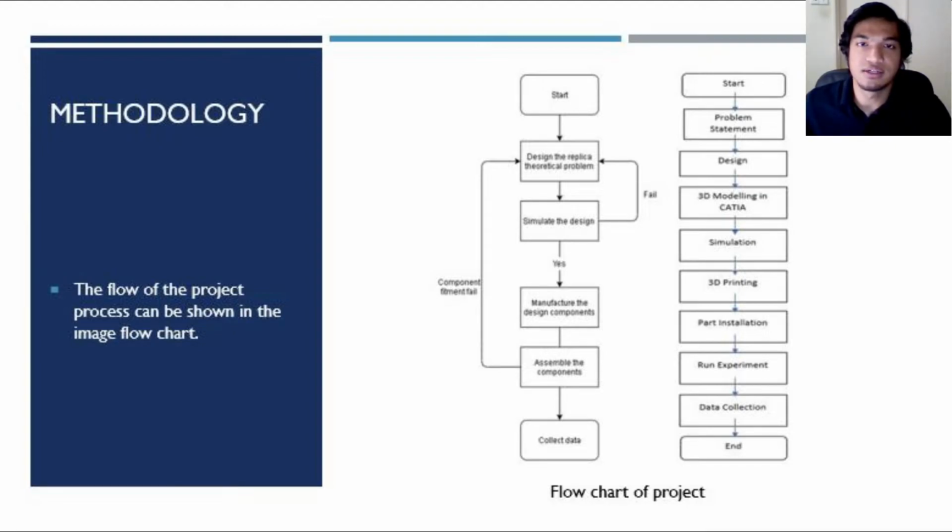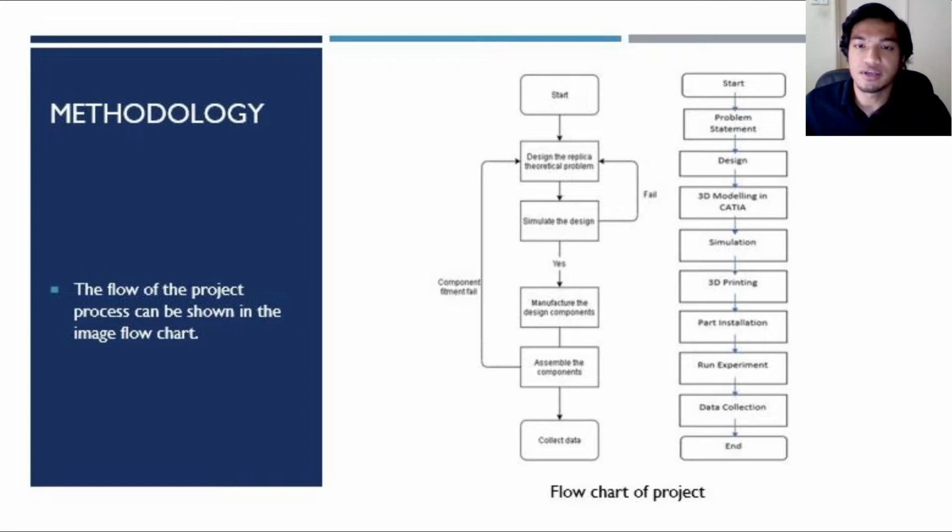First, we start with designing the replica theoretical problem. After that is simulating the design. If it fails, we go back to designing the replica theoretical problem. If it's successful, we can move to manufacturing the design component. After that is assembling the component. If the component fails, we will redesign back to the design replica theoretical problem. If it's successful, we move on to the final step, which is collecting data.